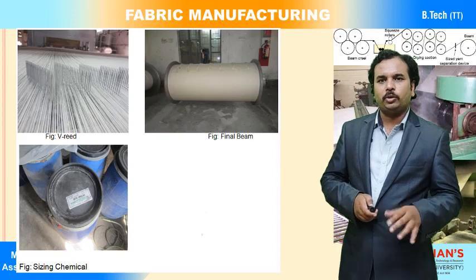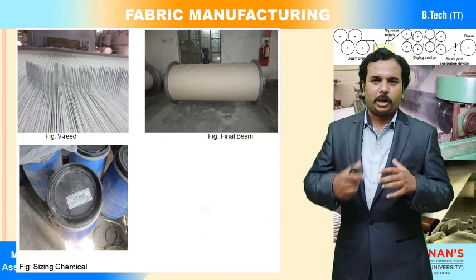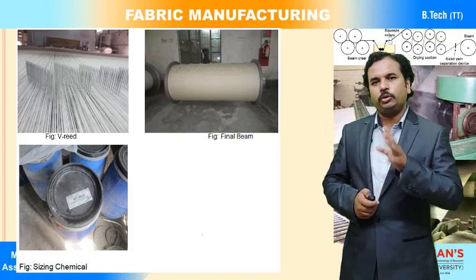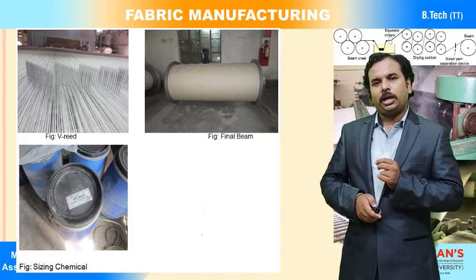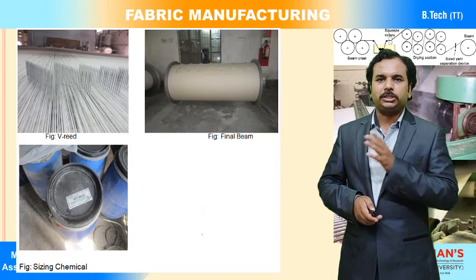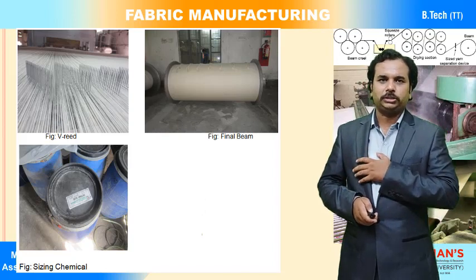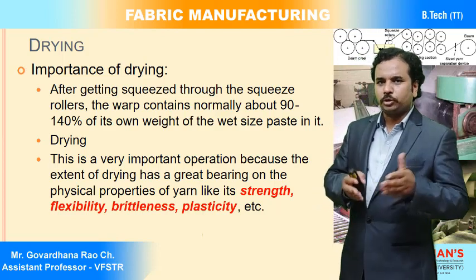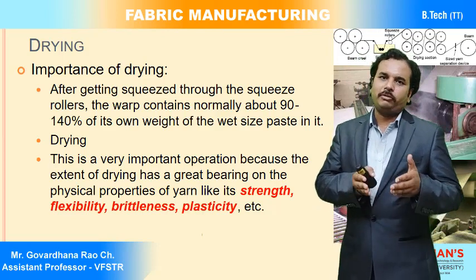And there is a final beam. You can observe that the final beam is the beam on which the warp sheet is wound, that is the sized weaver's beam. Now this beam is going to be sent to the next process, that is post sizing operations and the weaving process. Okay. Then we will see the third zone. So till now we have discussed two zones.